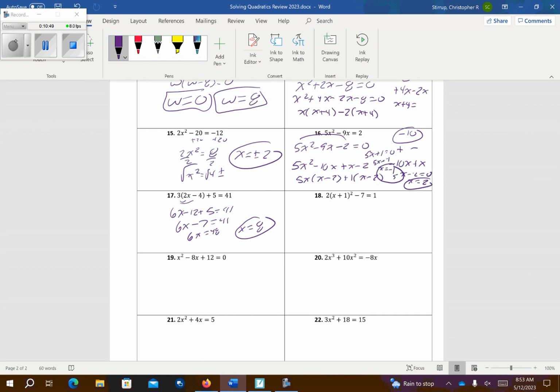Next problem, let's see, a couple things we could probably do. Let's see if we can figure this out. I'm going to add 7 to both sides, so that's going to give me an 8. Divide by 2, divide by 2. That's equal to 4. Square root, don't forget to do the plus minus of 4. So that's going to be plus or minus 2. And then we're going to subtract 1, so negative 1 plus or minus 2. So negative 1 plus 2 is 1, and negative 1 minus 2 is negative 3.